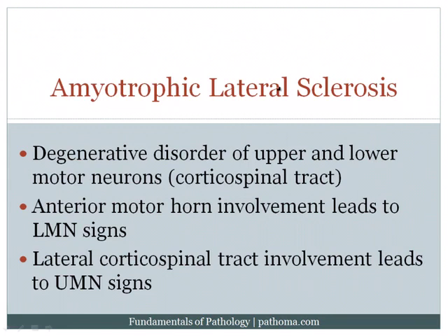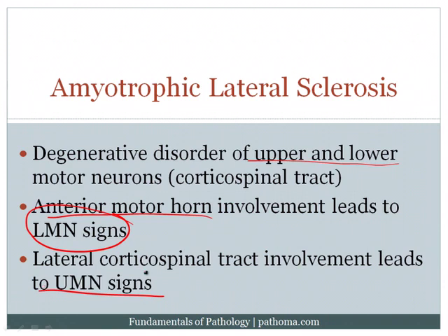Amyotrophic lateral sclerosis is a degenerative disorder of upper and lower motor neurons. You get degeneration of the anterior motor horn, which then leads to lower motor neuron signs. So the lower motor neuron signs include flaccid paralysis with muscle atrophy. You get fasciculations, weakness with decreased tone, impaired reflexes, and a negative Babinski. So it's as if everything kind of decreases, where you have this flaccid paralysis with decreased tone, with impaired reflexes, and downward going toes. And because you involve the lateral corticospinal tract, that leads to upper motor neuron signs. And with upper motor neuron signs, you get spastic paralysis with hyperreflexia, increased muscle tone, and upward going toes. So it's as if things go up.